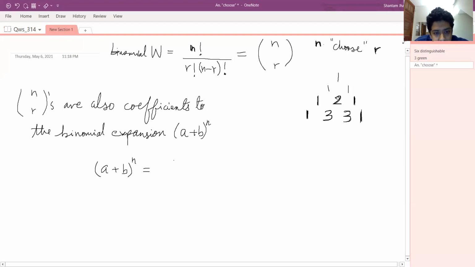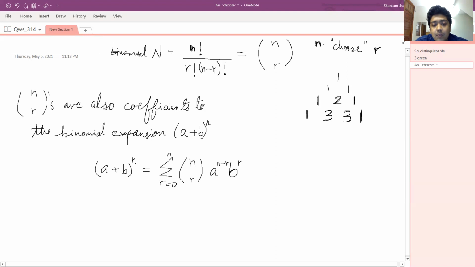Let me write that out explicitly. Because this is a sum, we're going to have a sum from r equals 0 to n of n choose r, but a is going to get the exponent of n minus r. Because the first term we want to be a to the n, and the first term is going to be r equals 0. So it's a to the n, and then b to the r.